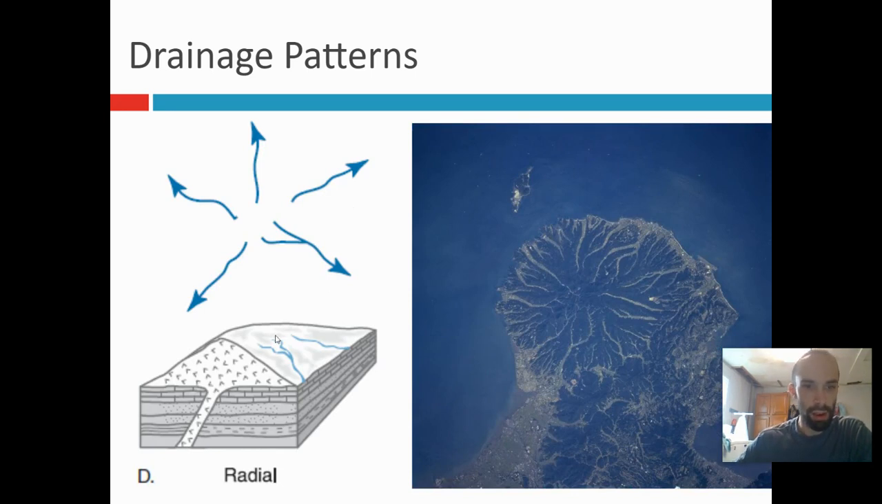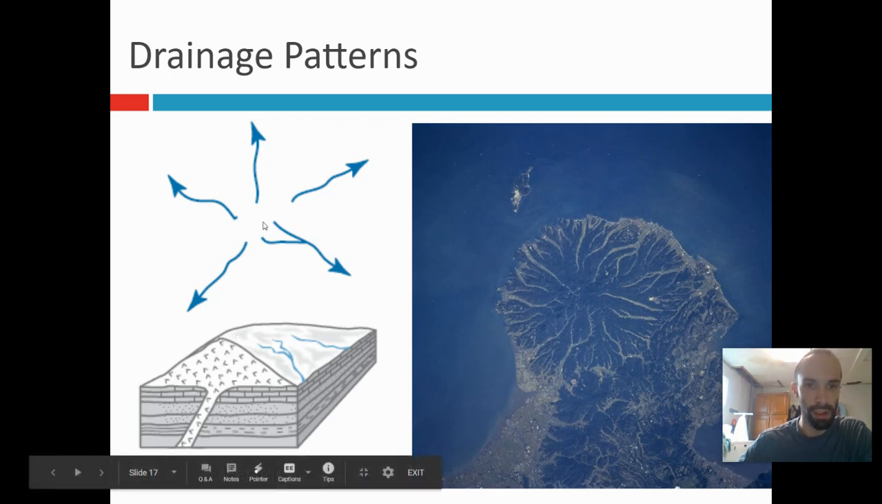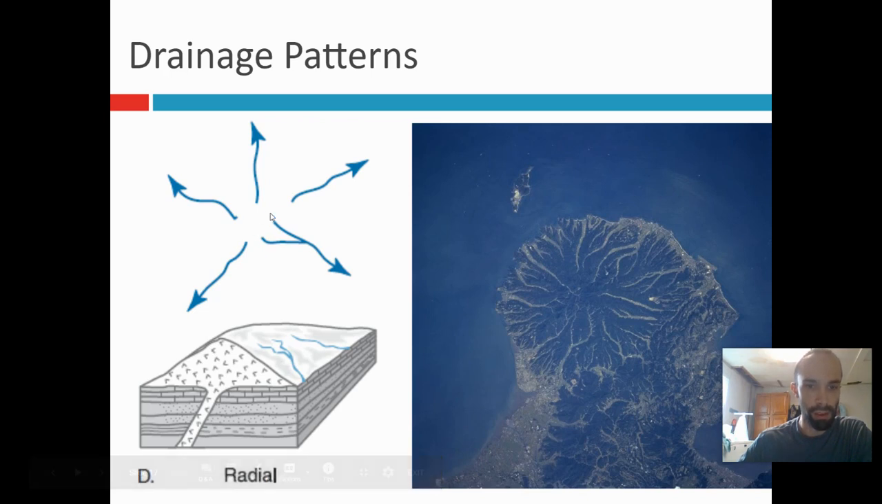Radial patterns are where you have volcanic mountains with nothing around them, and so you just have a really steep peak in the middle, and the water goes off in lines going down away from the center. So if you think this is the center of the mountain, the peak of the mountain is here, and the water runs off in every direction away from that. It's called radial because it's like the radius of a circle. Okay, so those are all drainage patterns.